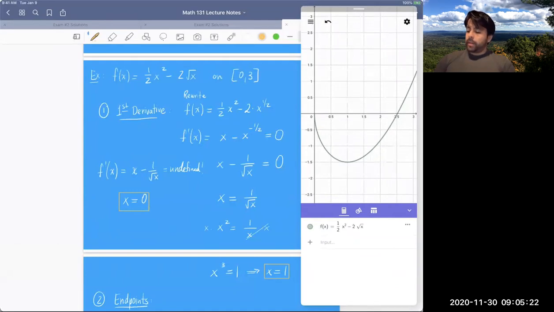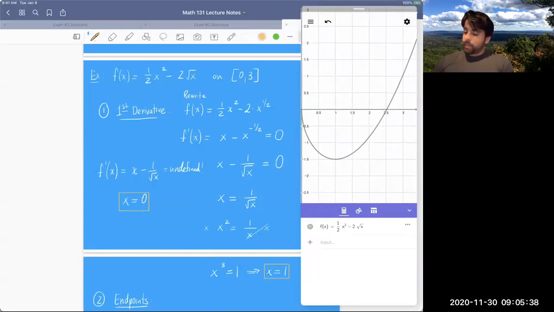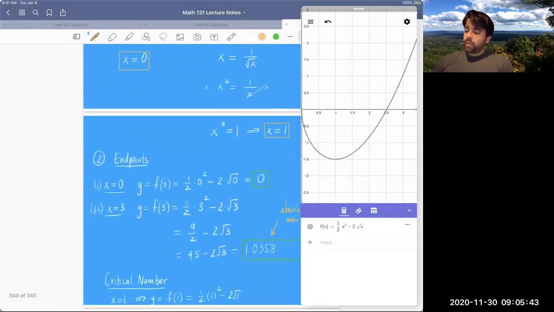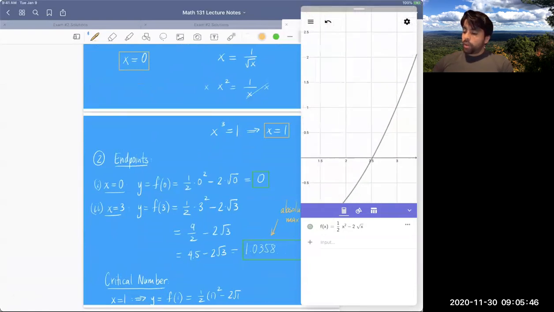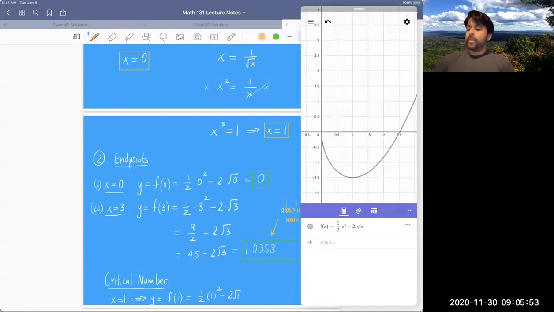And what's my minimum value? My minimum value is negative 1.5, as you can tell. And then what is my maximum? Let's see, 3. We said it was at 3, right? And at 3, we found it to be 1.03. So it's very close to 1, as we can tell right here. So it's going to be something like that.